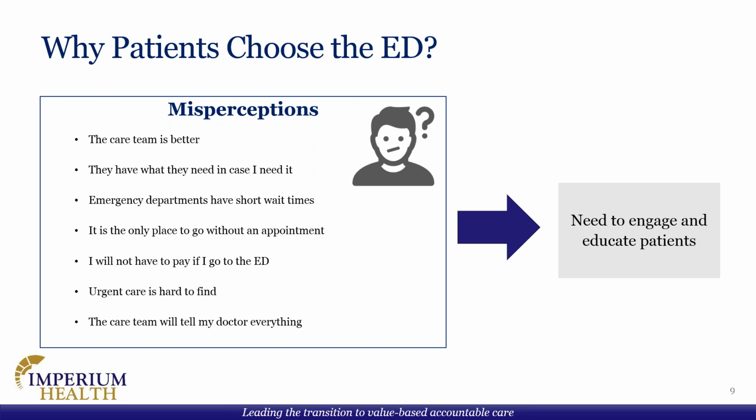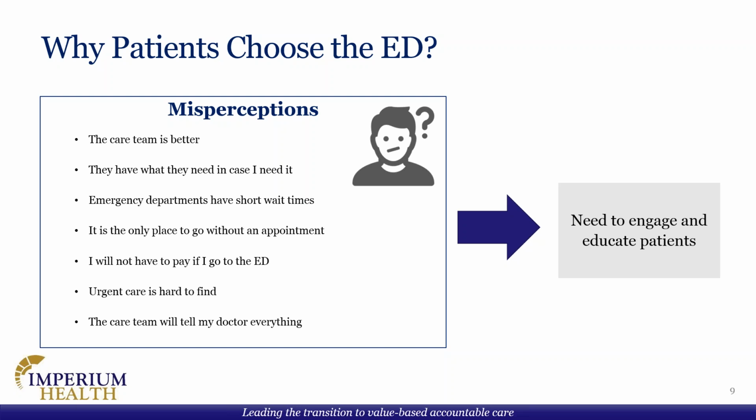Urgent care is often perceived as like, how do I even find one of these? We need to work with our practices on what is the preferred local urgent care, whether we have one of our own, or how could we point them in the right direction if there is one available. And of course, the emergency department is going to tell my doctor, my provider, everything about the visit. Unfortunately, we know that's not necessarily true.